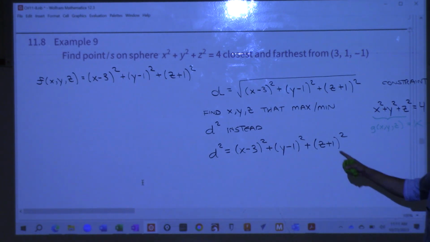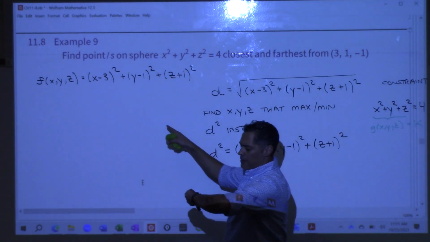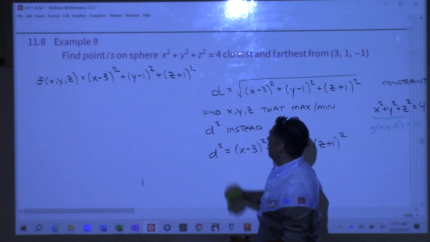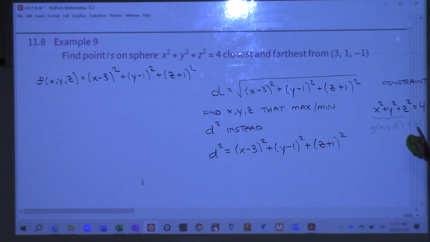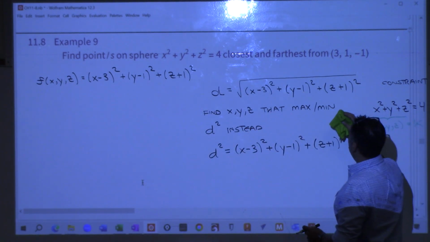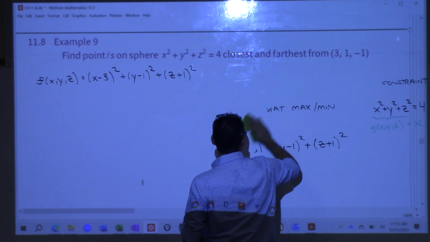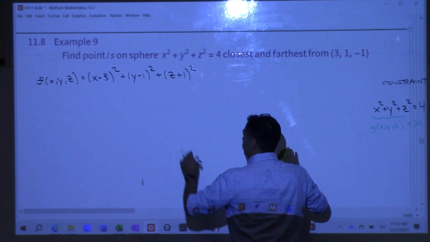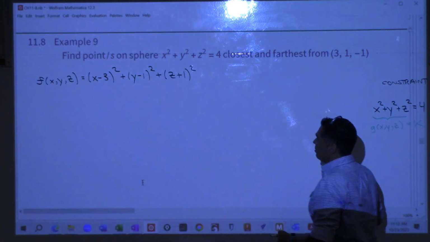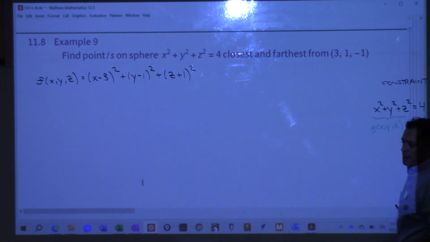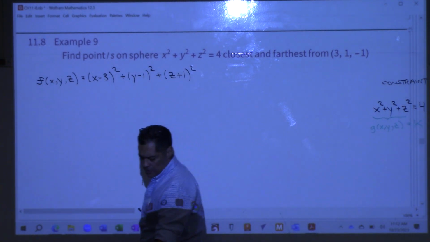But that d squared, that's what I'm going to call my f of x, y, z. All right? And now this is still our constraint over here. So Lagrange says that if you want to try and find the maximum or minimum value of a function of 3 variables subject to a constraint equation, that you're going to have to set up how many equations?